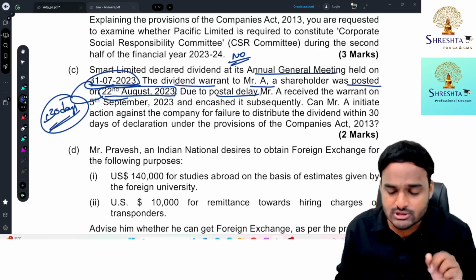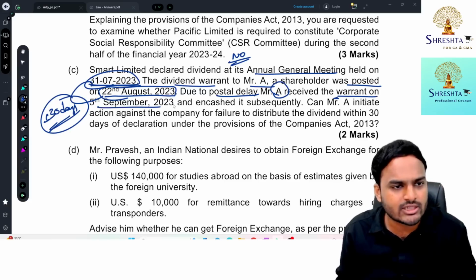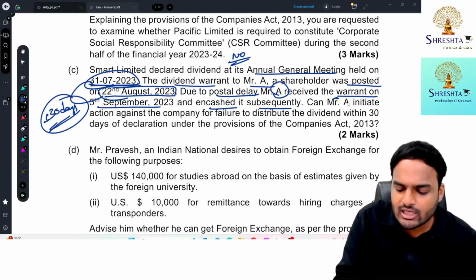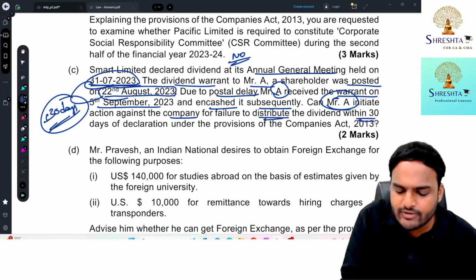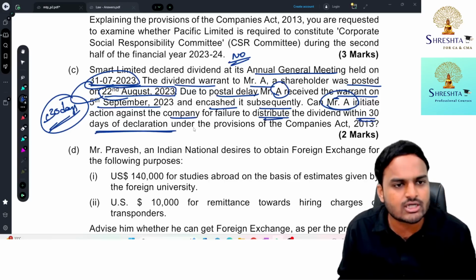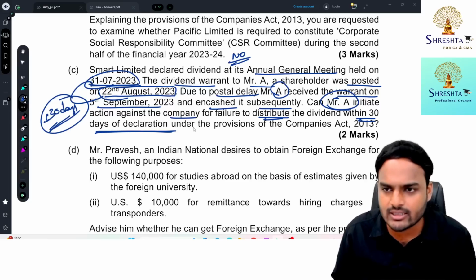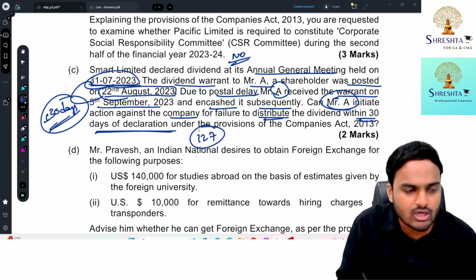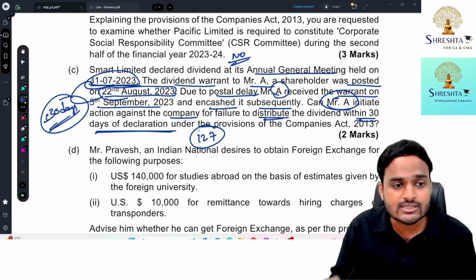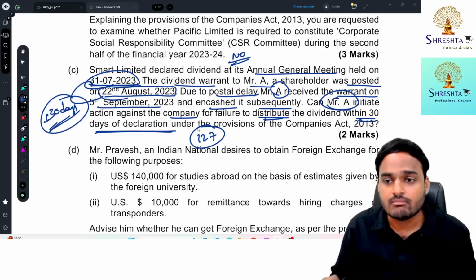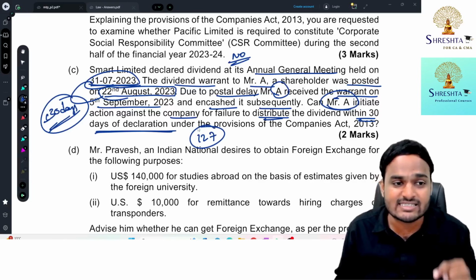Due to postal delay, Mr. A received the warrant on 5th September 2023 and encashed it subsequently. Can Mr. A initiate action against the company for failure to distribute the dividend within 30 days of declaration under the provisions of Companies Act 2013? The answer is no. Why? Section 127 general rule: the company is liable for punishment. Directors and officers in default are also liable to punishment. But this particular situation falls under the exceptions.